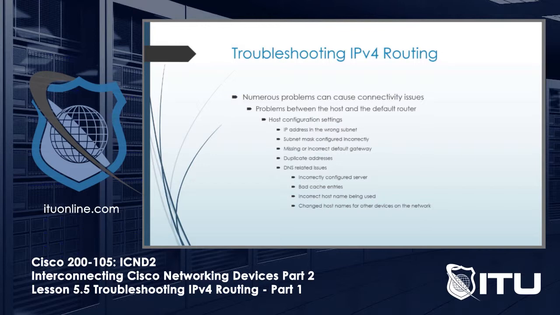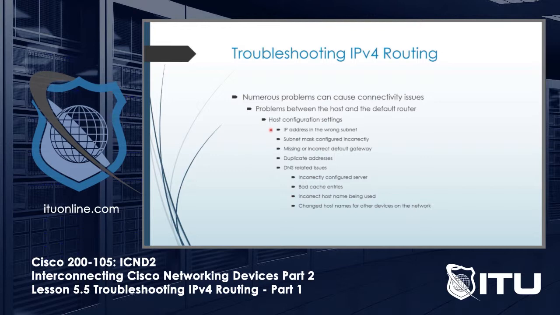So as I said, there are a number of different issues that can cause connectivity problems. They could be problems between the host and the default router. The host could have incorrect configuration settings. So I just want to talk through these and state, okay, if this is the case, what would the symptoms be, so that hopefully when I see the symptoms, I can recognize the possible root cause.